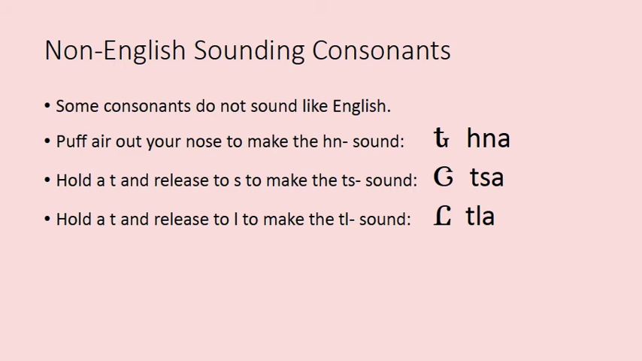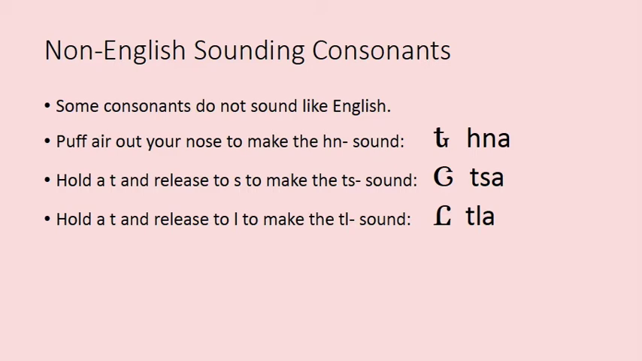There are some non-English sounding consonants in the Cherokee sound system. For the HN sound, puff air out of your nose to make that sound, nah, nah. For the TSA sound, hold the T and release to S to make the TS sound.